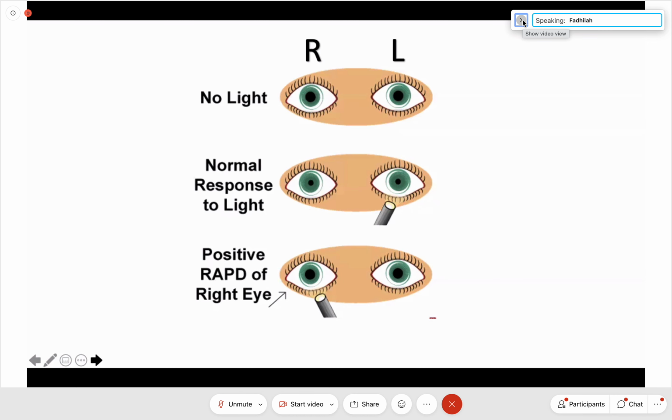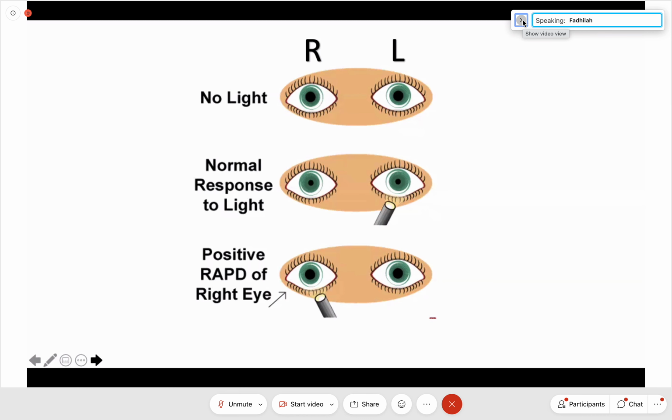Now, just have a look at this schematic drawing of a patient's eye. There are three sets of eyes: top, middle, and bottom. Have a look at the top one. That is how the pupil looks without any light being shone into the eye. Now, in the middle one, when you shine the light onto the left eye, you can see that both are constricting. You get direct on the left, and consensual on the right.